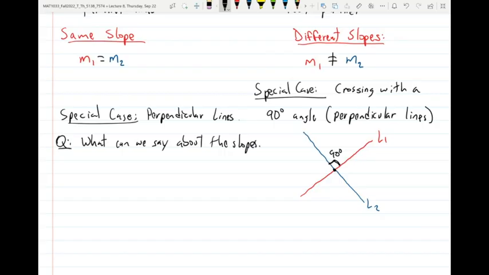So can we use the slopes to help us distinguish this situation? Well, the first thing that we can say is, they are different. So definitely M1 is not the same as M2. Because if they are perpendicular, they are definitely in different directions. They are not parallel, they are crossing. So we can say for sure they are different, but that's not enough. We also have the other cases with that situation.